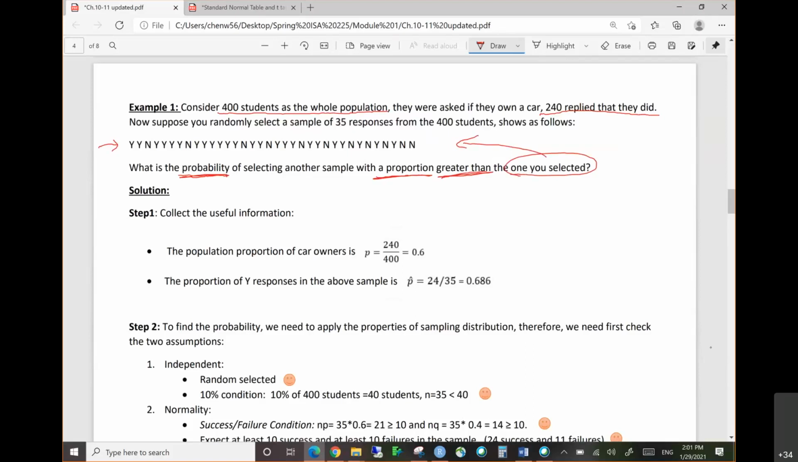Okay, so before we follow the steps, we want to think about it, right? Think about this question. We are looking for probability. Then what are the steps? We need to first check the assumptions, right? Before we check the assumptions, we need to decide whether it is about the sampling distribution of proportion or the sampling distribution of mean. So for this question, it is about proportion or the mean.